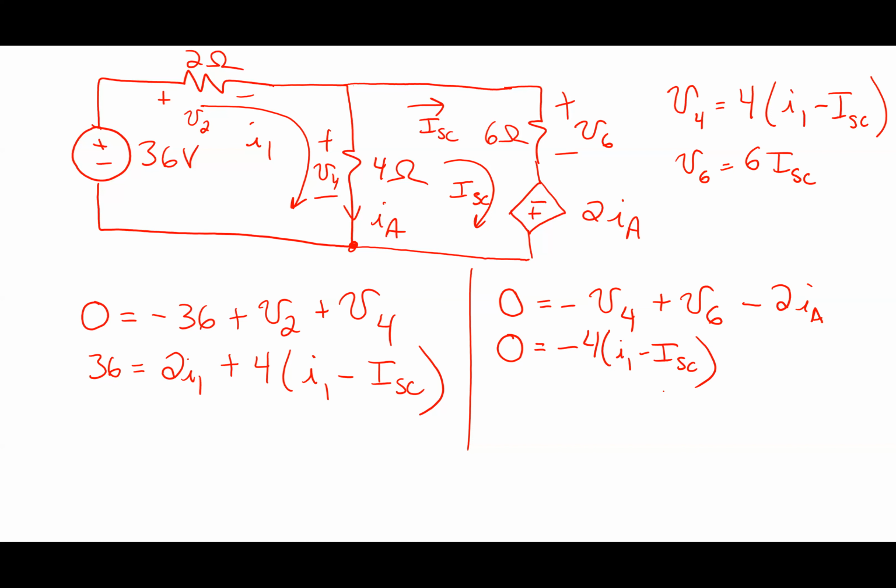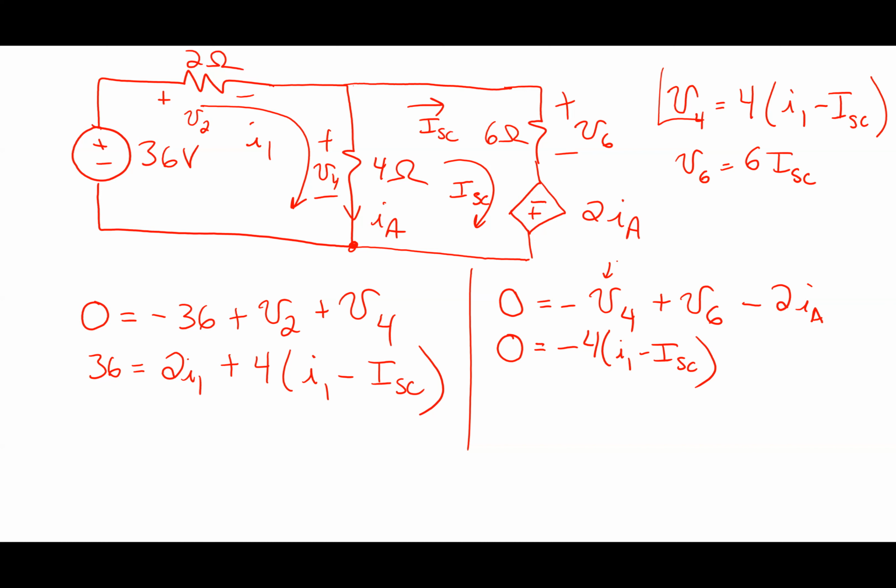So you guys follow what I did there? KVL gave me a minus sign on the V4. Ohm's law told me, using the passive sign convention, that V4 is equal to 4 ohms times whatever the current going into the plus terminal is, minus whatever current's coming out of the plus terminal. So this relationship is Ohm's law with the passive sign convention. This one is KVL. I got all kinds of reasons for minus signs to appear, so take it slow.